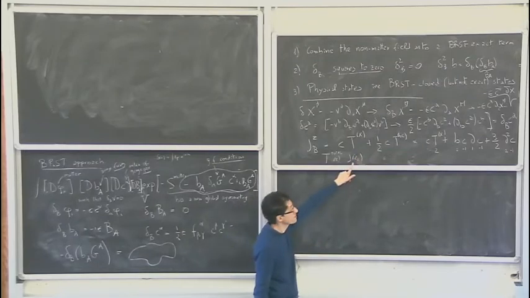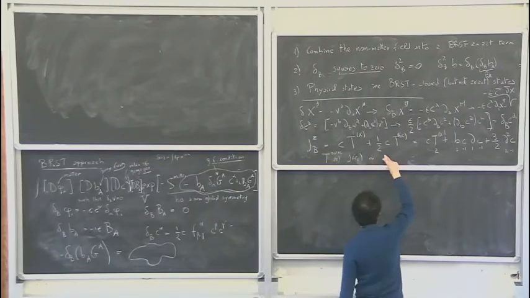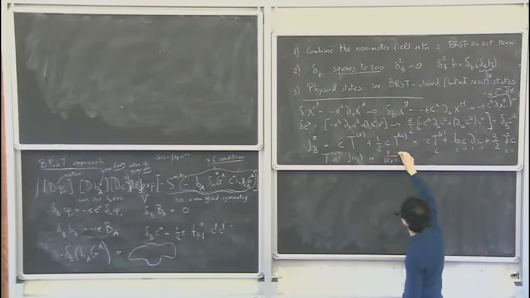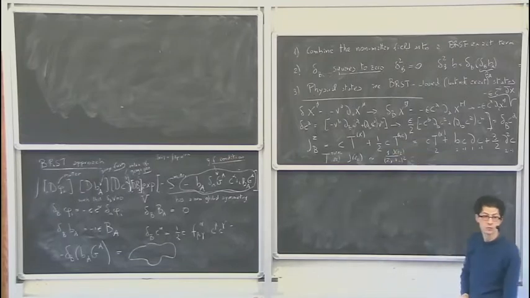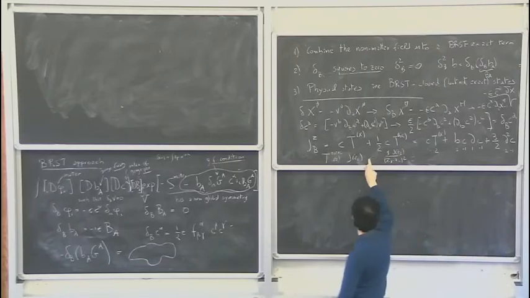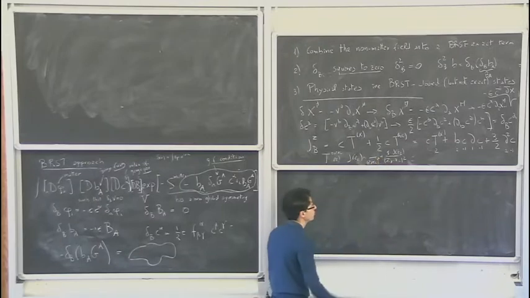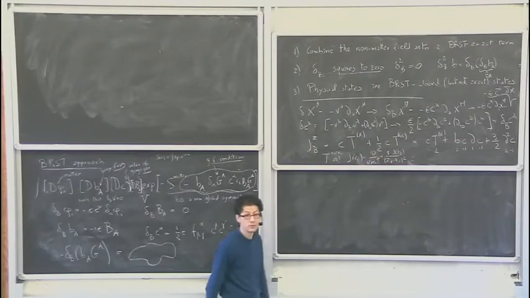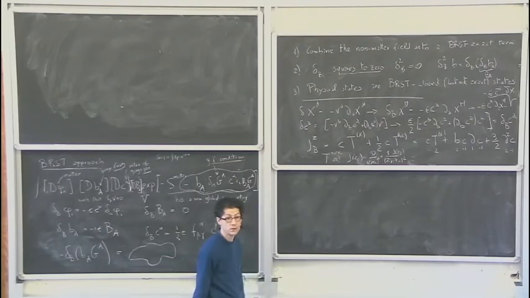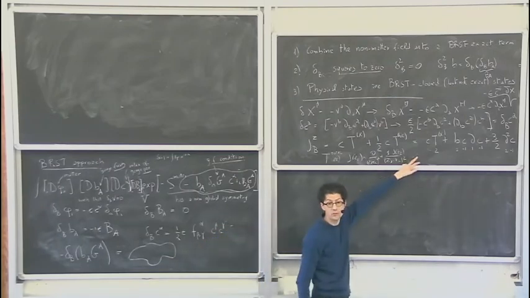If this is something of conformal weight 1, the leading singularity should be (z1 minus z2) squared, the conformal weight, times J(z2). And in particular, there should not be any (z1 minus z2) cubed term. This should be 0. And then you have a linear term and then a regular term.